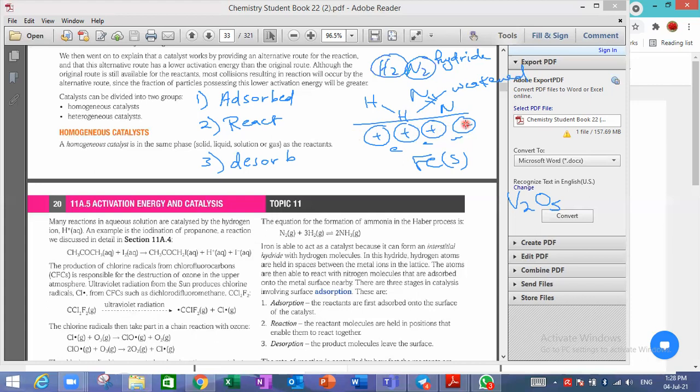So we will find that the rate will not increase more. It will increase to a certain extent and then will not increase more even if we increase the pressure. That's because the surface of the iron is completely filled with molecules of hydrogen and nitrogen, and there is no space for more hydrogen and nitrogen to come in contact with the iron and form the product.